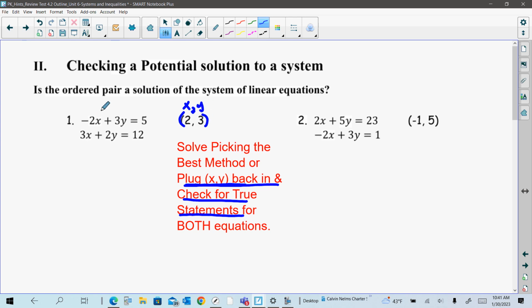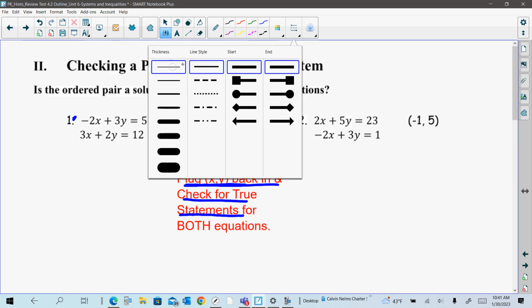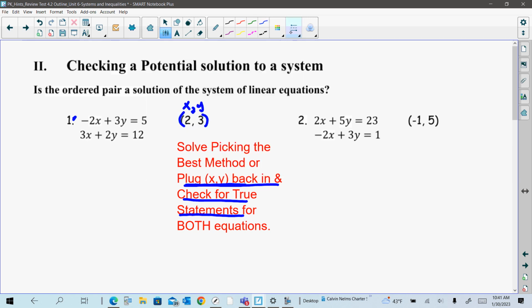If you plug it back in, so if I plug it back into the first equation, anytime you're plugging in, you need to show parentheses. So this would be -2(2) for x plus 3(3) for y, and then you're checking to see does that equal 5. So this is -4 plus 9. Would that equal 5? Yes, but you have to check for both.